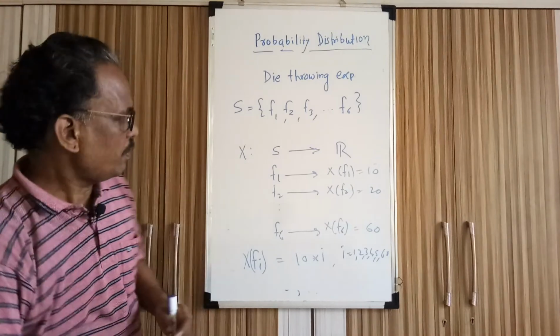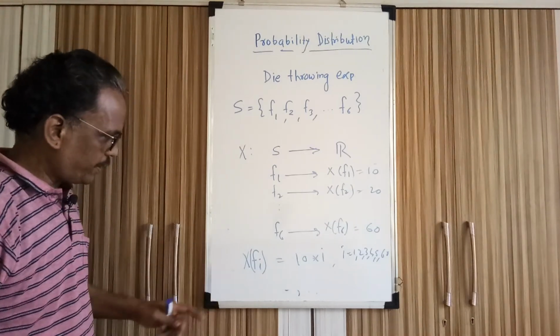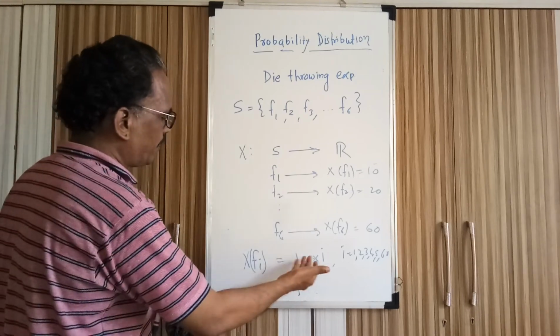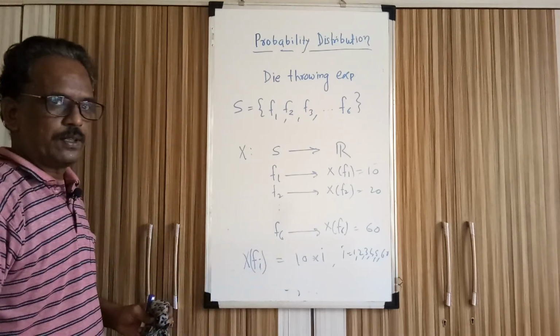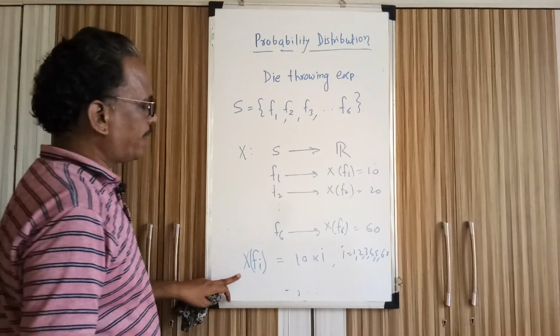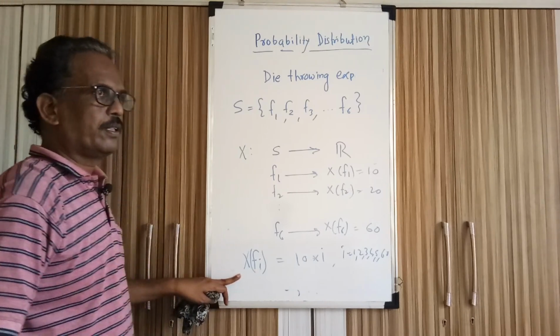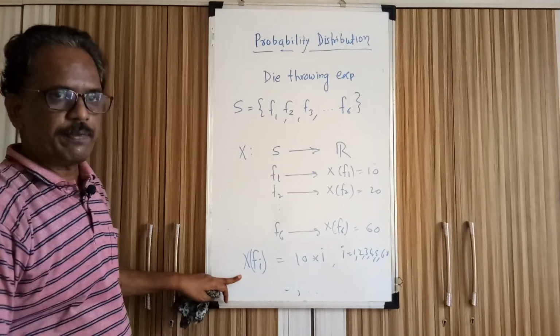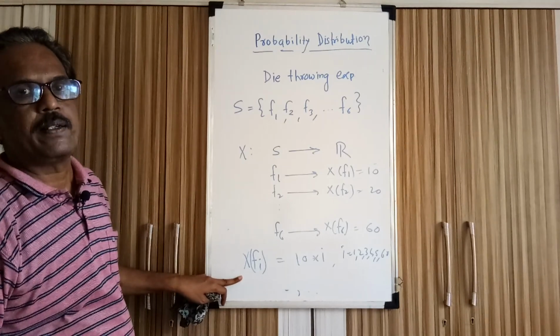Random variable can be defined in various ways. Values can be assigned using the random variable. The mapping can be of infinite ways, right? Various ways we can map the outcomes.